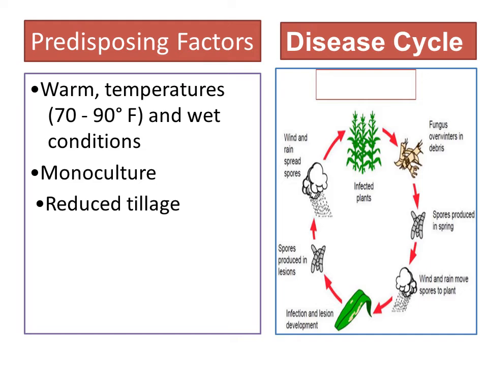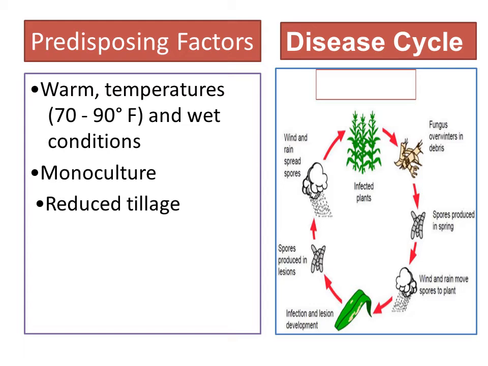Disease cycle: in infected crop debris, the fungus overwinters. These spores are produced in spring. Wind and rain move the spores, which attack the plant and produce symptoms. From these symptoms, spores are produced on both sides. These spores are spread by wind and rain splashes and attack new plants and produce disease. This is the disease cycle.